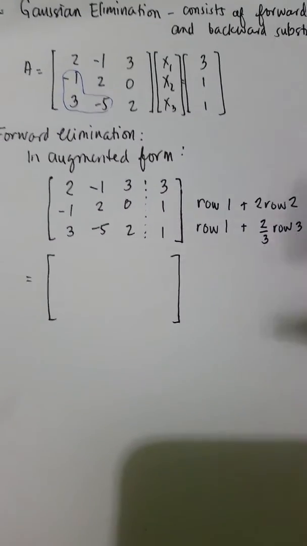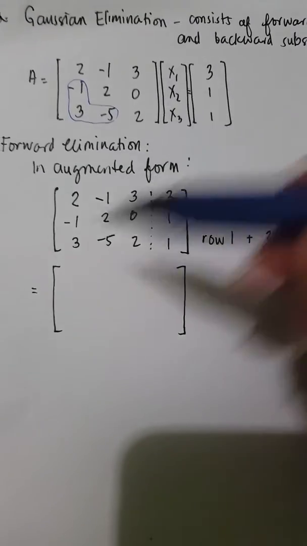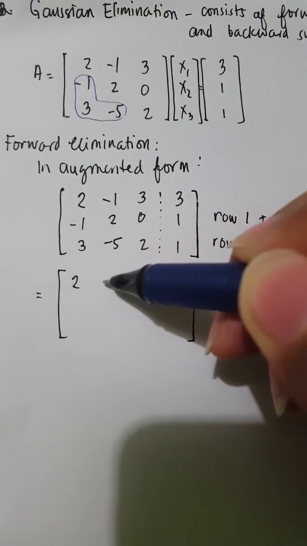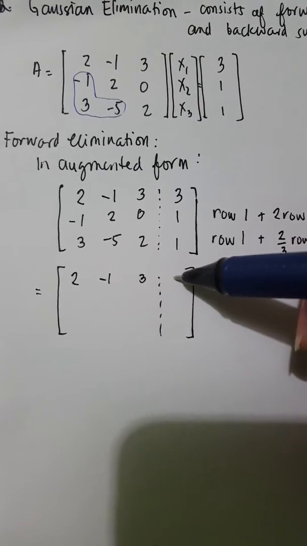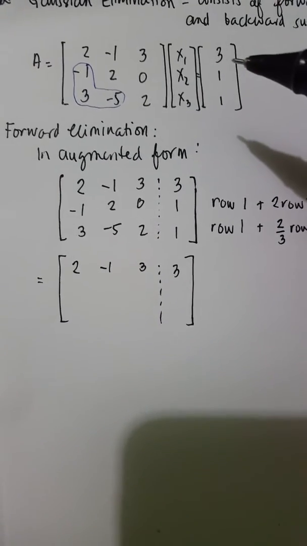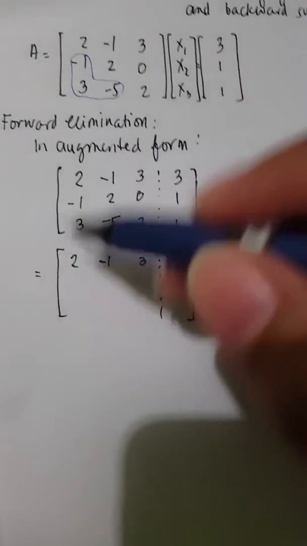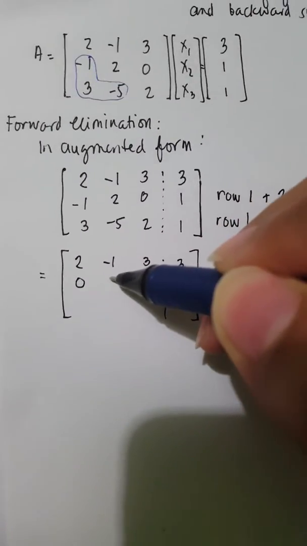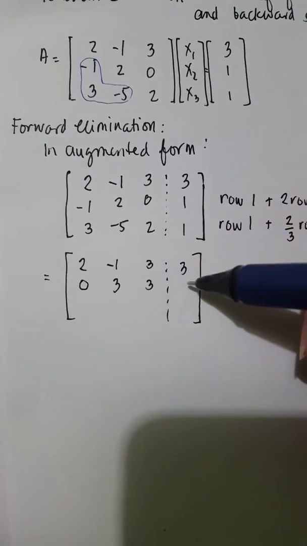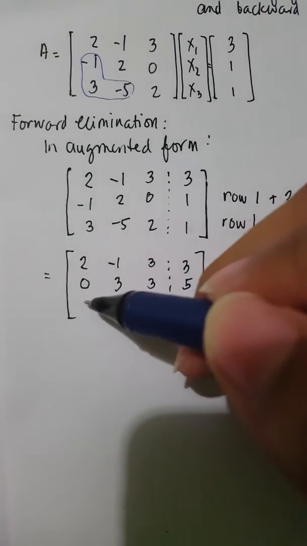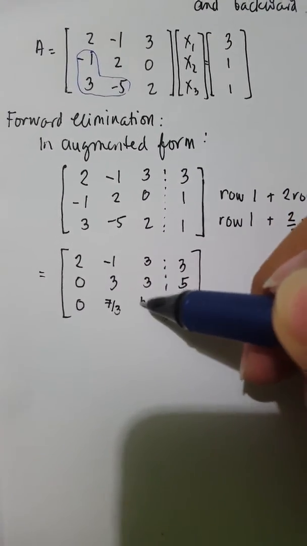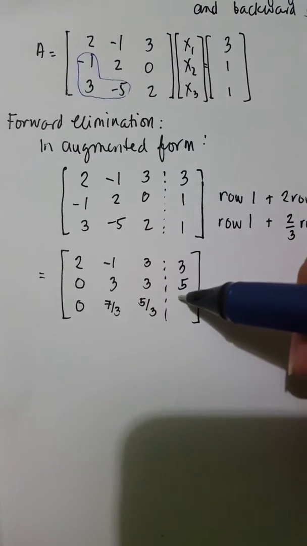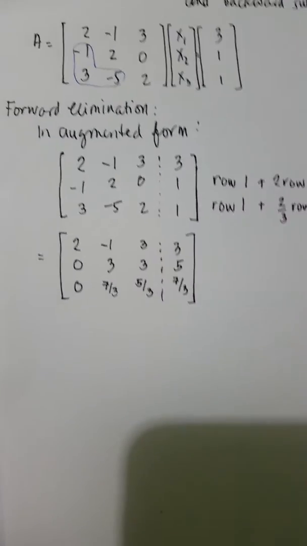Okay, so we have to manipulate yung row. So, we will arrive with 2, -1, 3, and 3. Row 1 will be unchanged. And then, by computation, we can arrive to 0, 3, 3, and 5. And this, we have 0, 7/3, 5/3, and 7/3. Ayan.